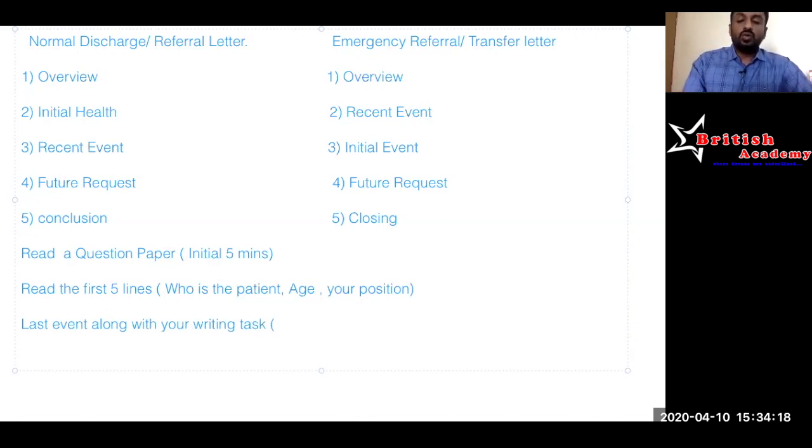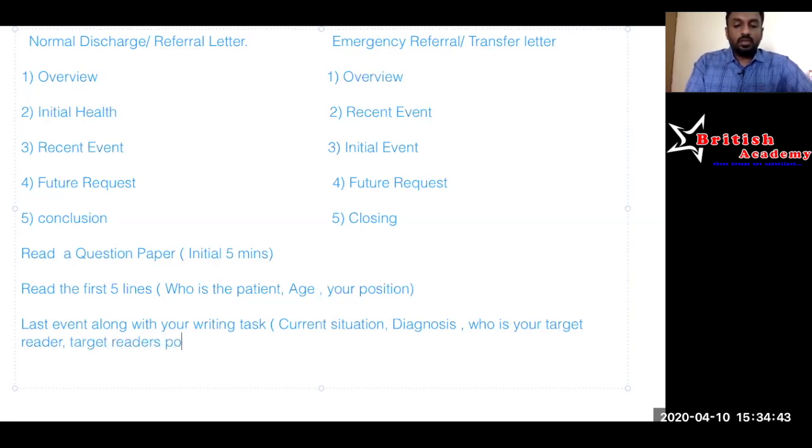With this, you will get to know the current situation. You will understand the current situation of the patient. Most probably, you will also get to know the current diagnosis as well. You will get to know who your target reader is, and you will also get to know the target reader's position.